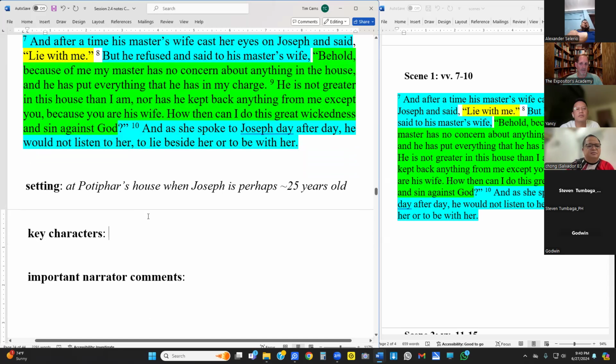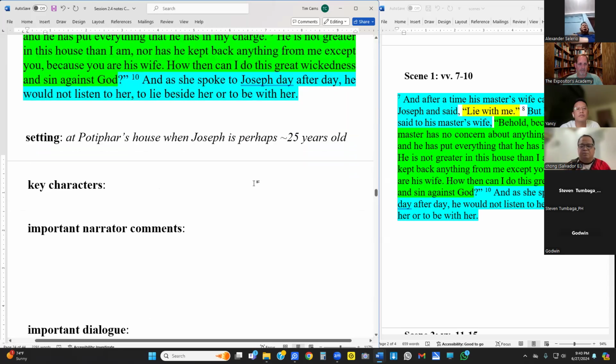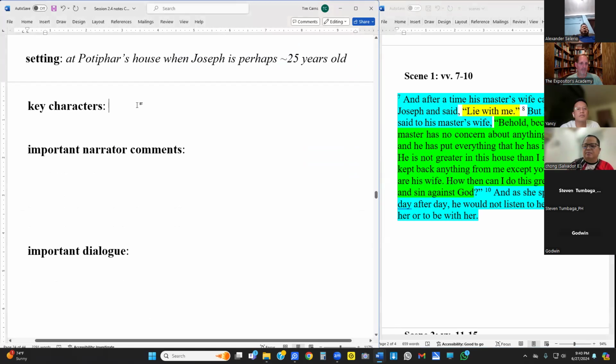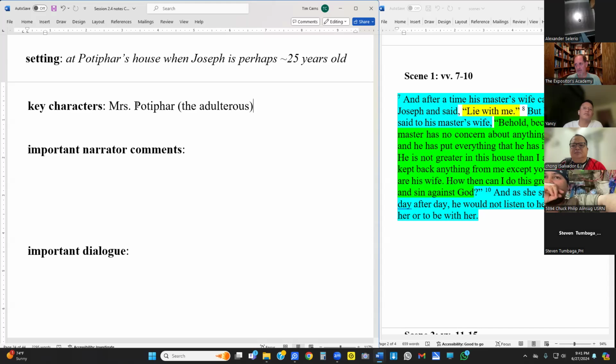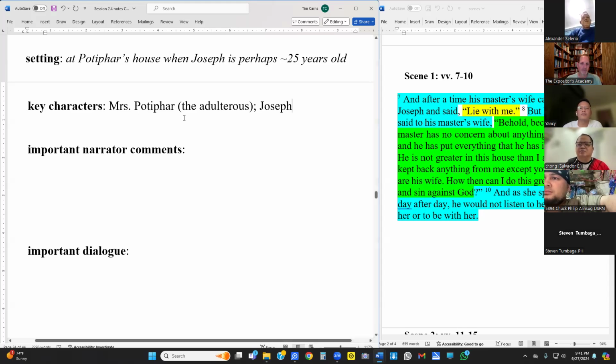Okay, so key characters in this scene. Obviously Potiphar's wife, Mrs. Potiphar. We could call her really the adulteress, right? She's clearly a key character. Anyone else? Key character in this scene? Joseph. Yep. Okay, I think those are the two. Nobody else is in this scene.